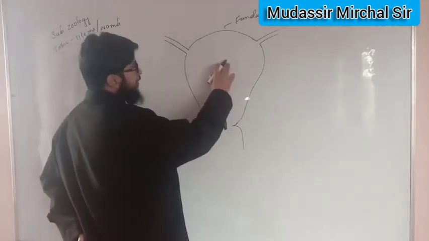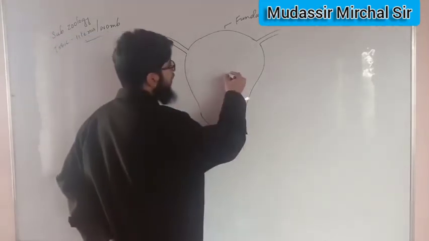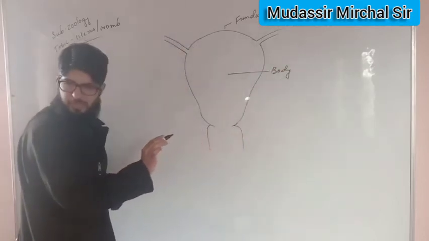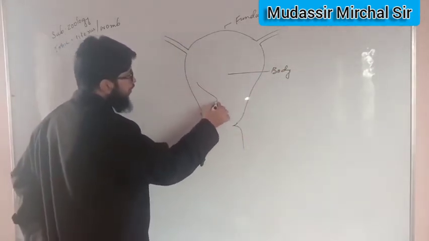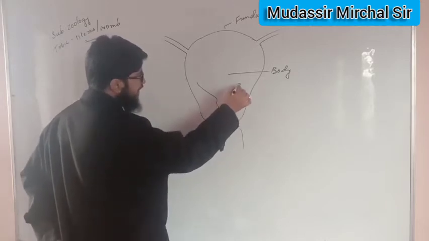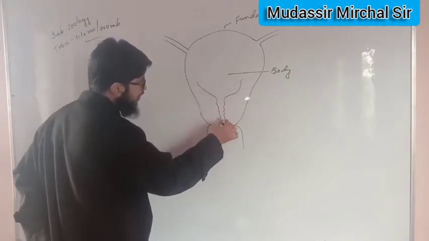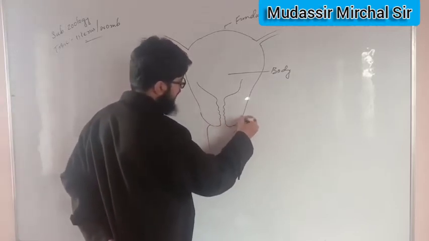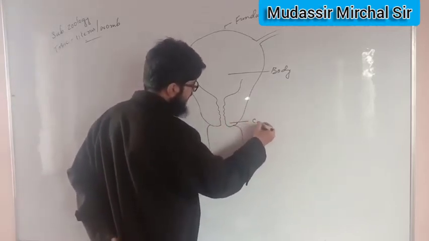and then there is the particular main body. This is the body of the uterus, and then there is the last part. If we look at the last part, it is narrower, okay, and this last part is called the cervix. This is called the cervix.